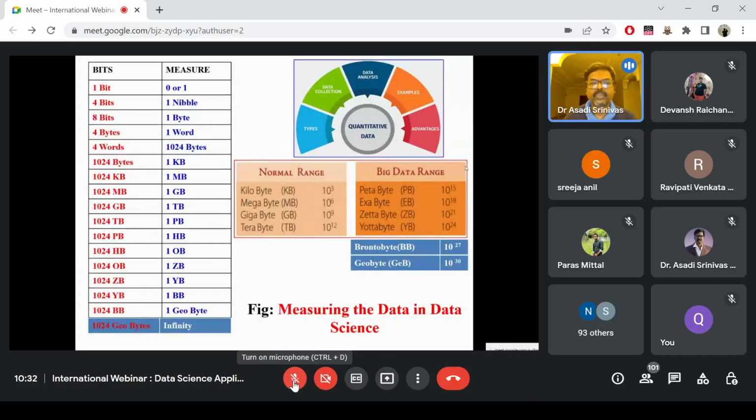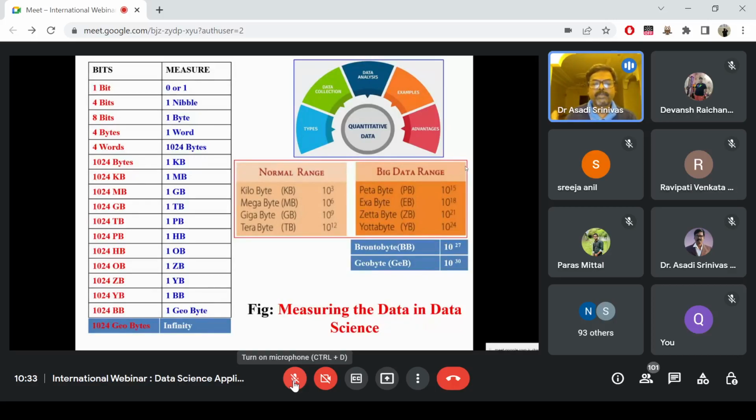Before going to these topics, I would like to cover the measurement of the data in data science. If you press capital A, the system cannot understand capital A. Internally, it converts it into an ASCII value. ASCII is nothing but American Standard Code for Information Interchange. So the capital A value is 65. If you divide it by 2 repeatedly, you will get the binary equivalent, 1000001. So that is the binary equivalent of 65. That means the computer understands only ones and zeros.